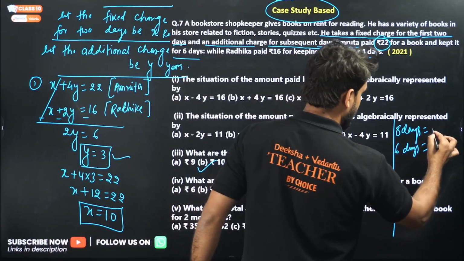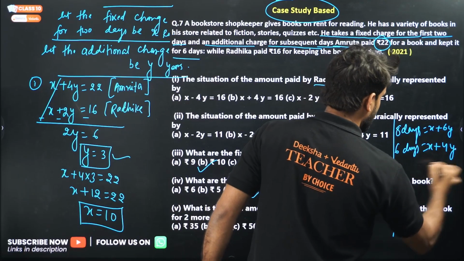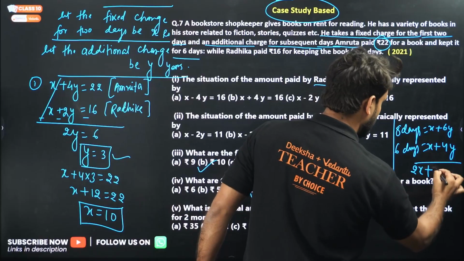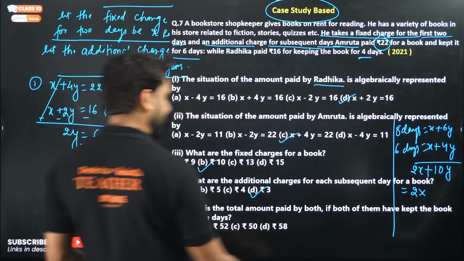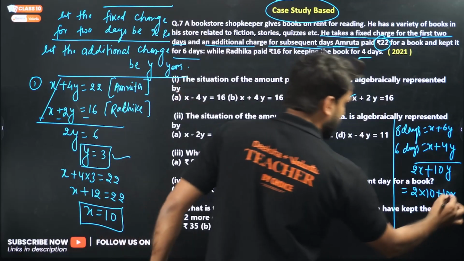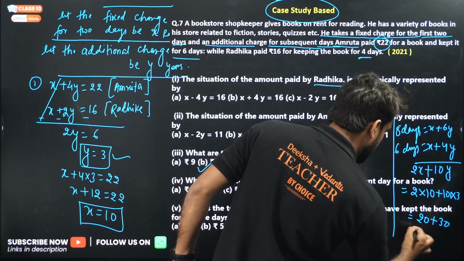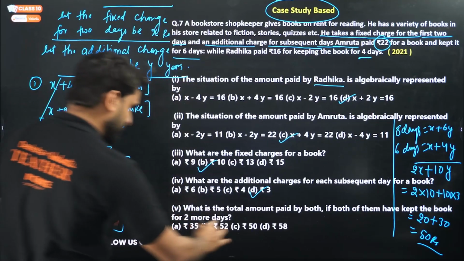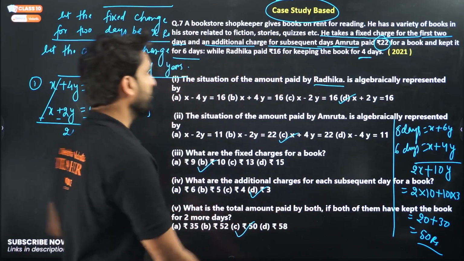So this will be x plus 6y, and this will be x plus 4y. And please find out, x plus x will be 2x, plus this will be 10y. So find out please the result. 2 into x is 20, plus 10 into y. y is 3, so 10 into 3 is 30, and we are getting here 50 rupees. So they both have to pay 50 rupees. This is the answer. Yeah. I hope this is clear too. Next, move to the next question.